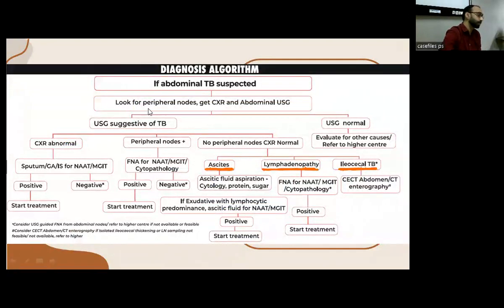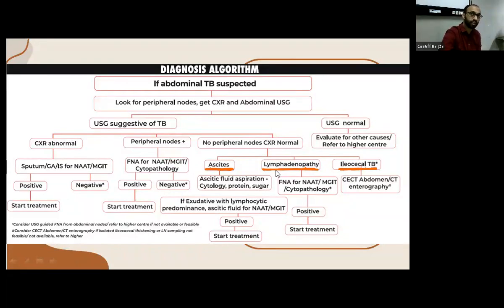Coming to the algorithm, if abdominal TB is suspected based on history, then we look for peripheral nodes, get a chest X-ray, get an abdominal ultrasound. So if ultrasound is suggestive of TB, and if chest X-ray is abnormal, then you start anti-tuberculosis treatment directly because abdominal TB is most commonly secondary with a pulmonary focus. Or if there are peripheral lymph nodes positive again, then TB treatment is started. But if none of these is there, only ultrasound is suggestive of TB, that is, ascites is there, lymphadenopathy, or ileocecal TB presentation is there.